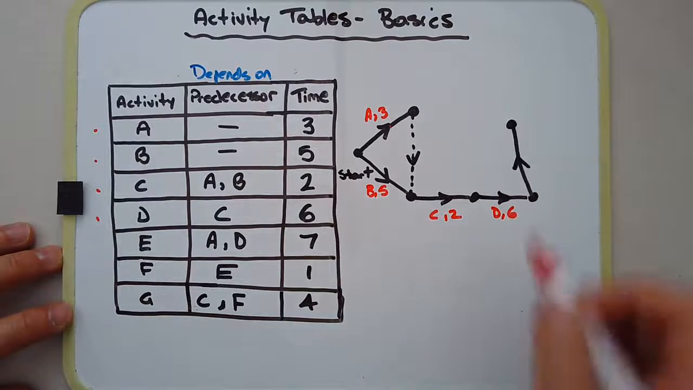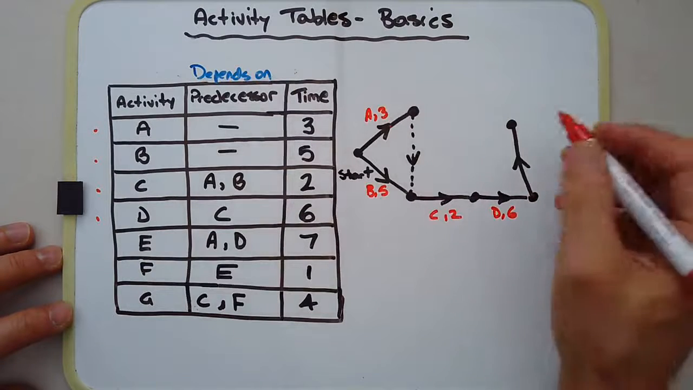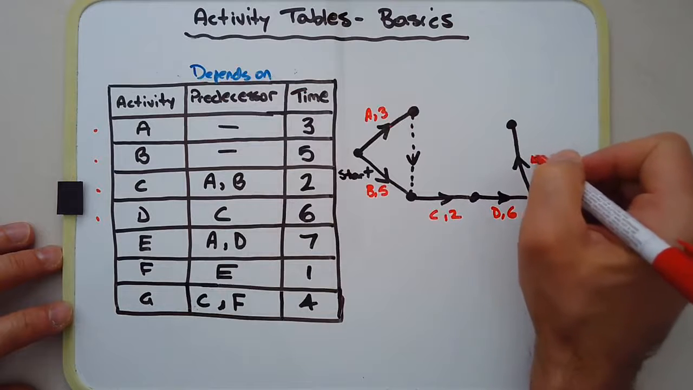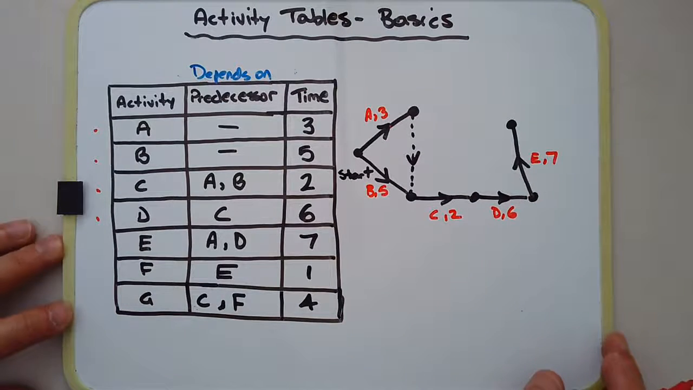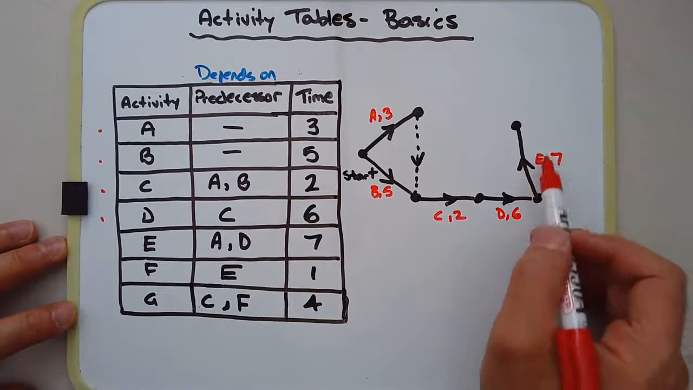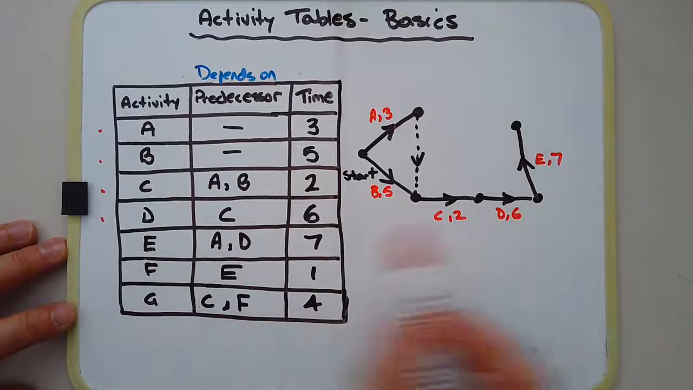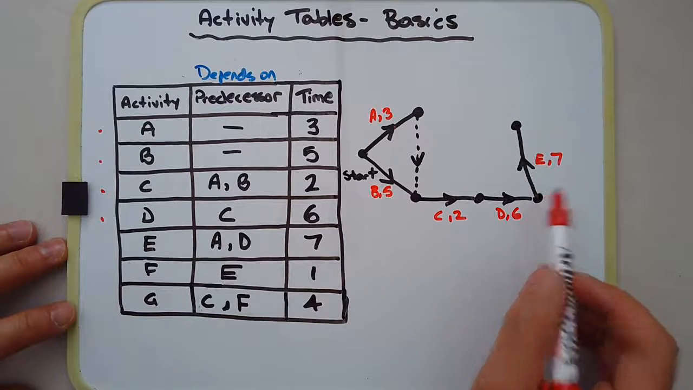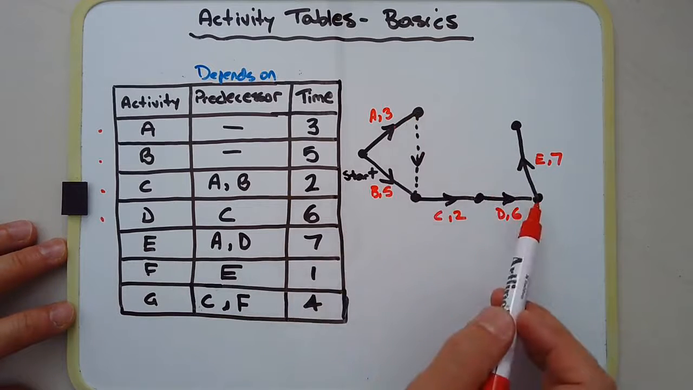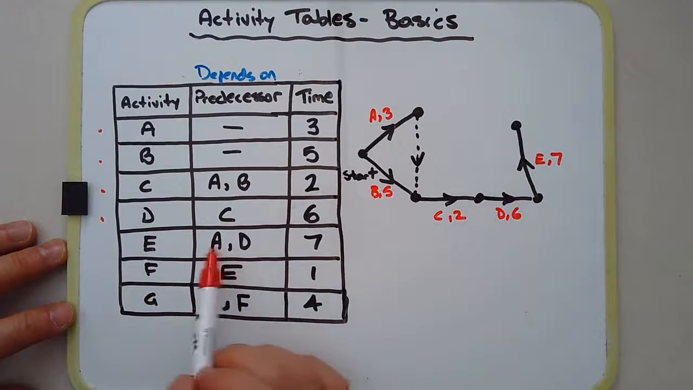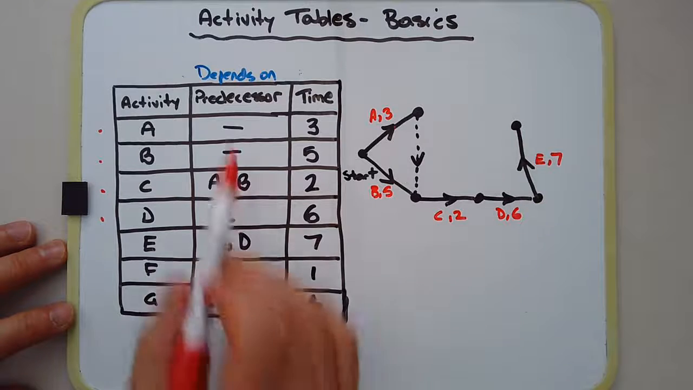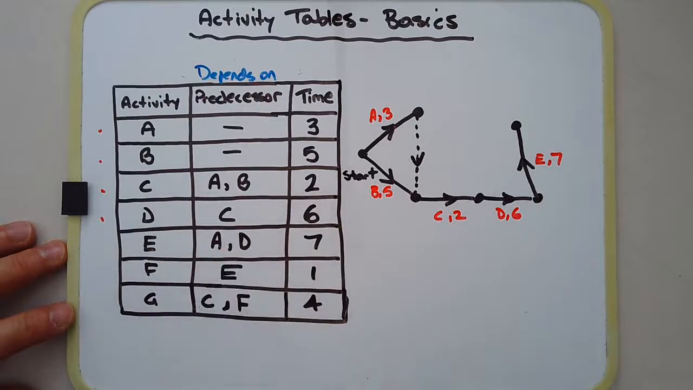So I'm just sort of running out of space. Usually I go from left to right as much as possible, but in this case I'm limited for space here. So this is activity E. E depends on A and D, okay? But A has to join up here as well, okay? Since you've got two vertices here that are predecessors, E depends on both of those.